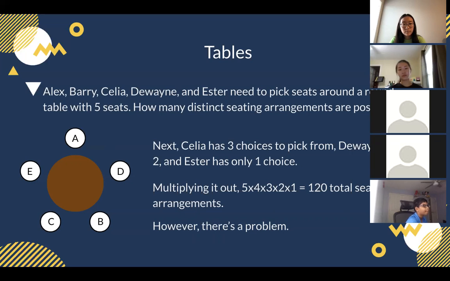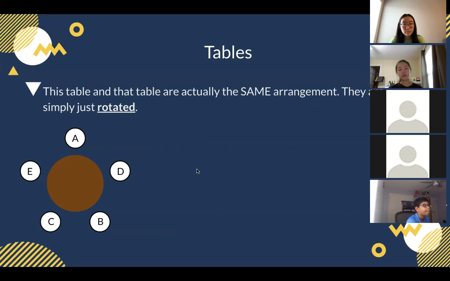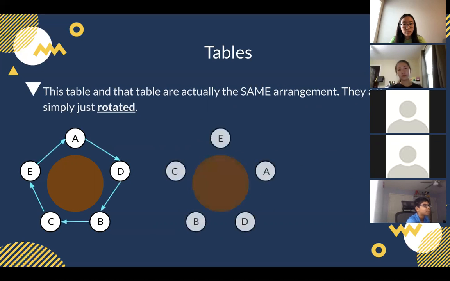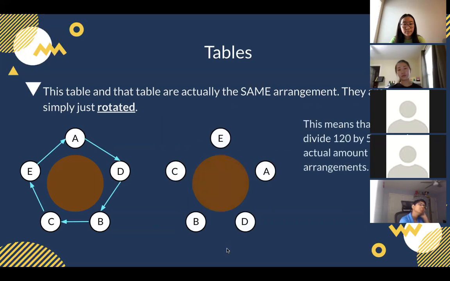But there's a problem with that. When you rotate the table, the seating arrangements are all still going to be the same. So that means that you have to divide by the total amount of rotations you can do, which is going to be 5. 120 divided by 5 is 24.